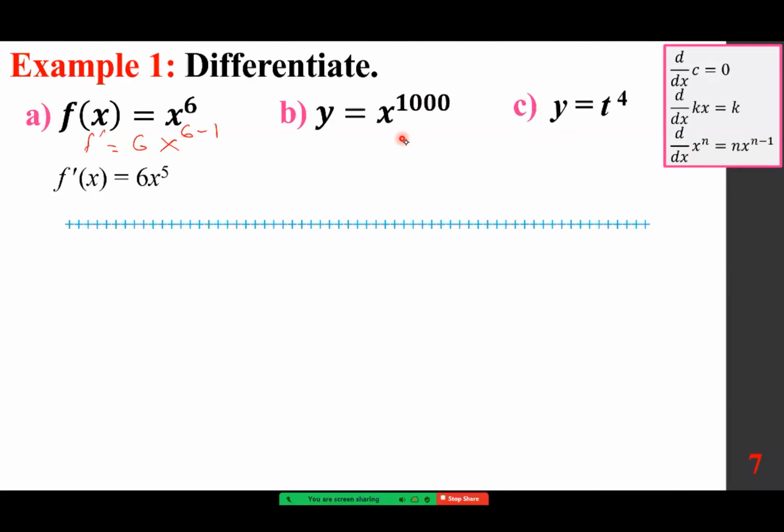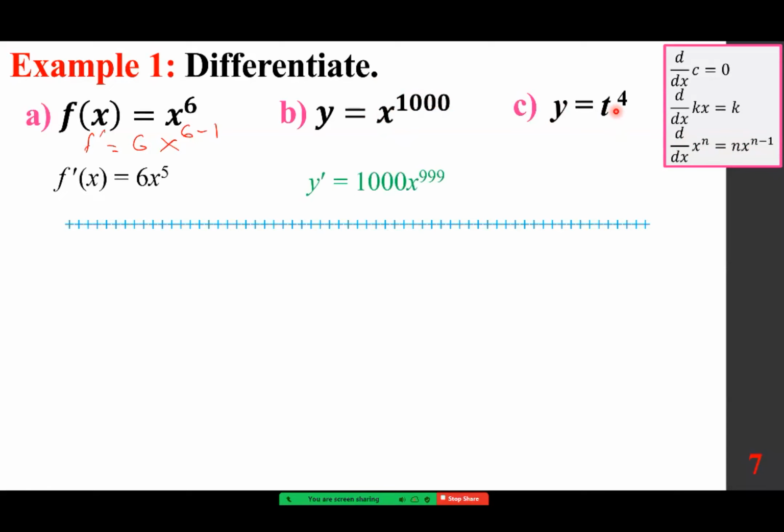1000x to the power of 999. Perfect. So 1000 becomes the coefficient. According to this formula, 1000 becomes the coefficient. Then you take the power down by 1, and the answer is 1000x to the power of 999.